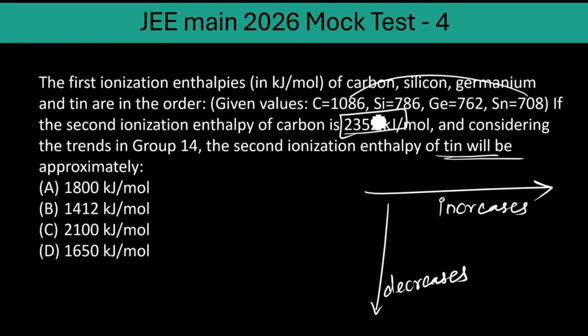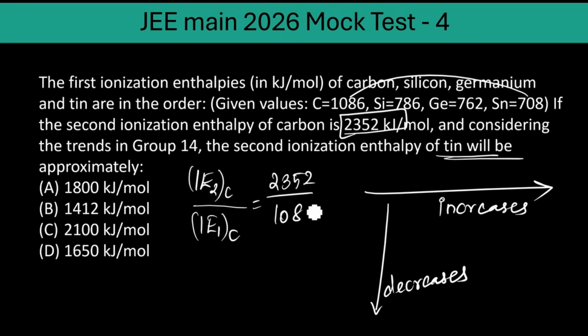So this to this, this is 1086, so that is 700. If I am calculating the ratio of first ionization energy and second ionization energy of carbon, then I will get, this is 2352 and this is around 2, right? So for tin also that will be around 2, 708 into 2, that is 1400. So answer to this question is 1412.